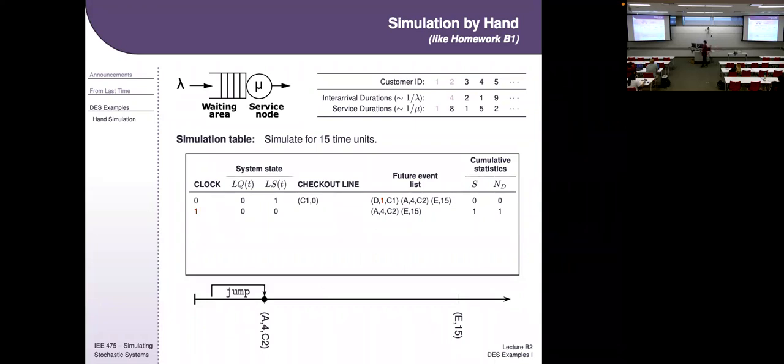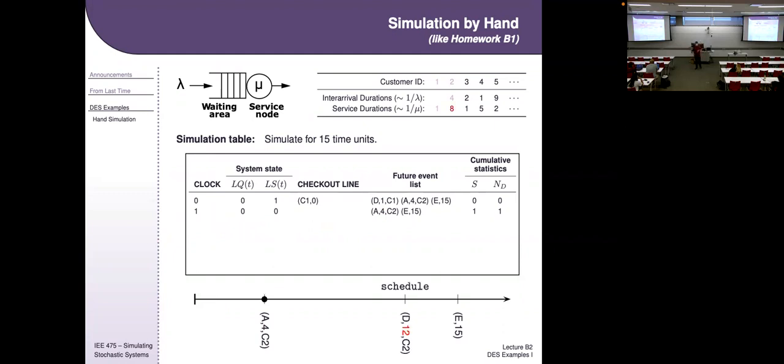All right, great questions. Now let's jump to the next arrival. So we're processing the first arrival here, A4. Notice the first event in the FEL always corresponds to the time on the next line. So this first event on the FEL, A4, is going to correspond to time 4 here. So we're going to jump to time 4.